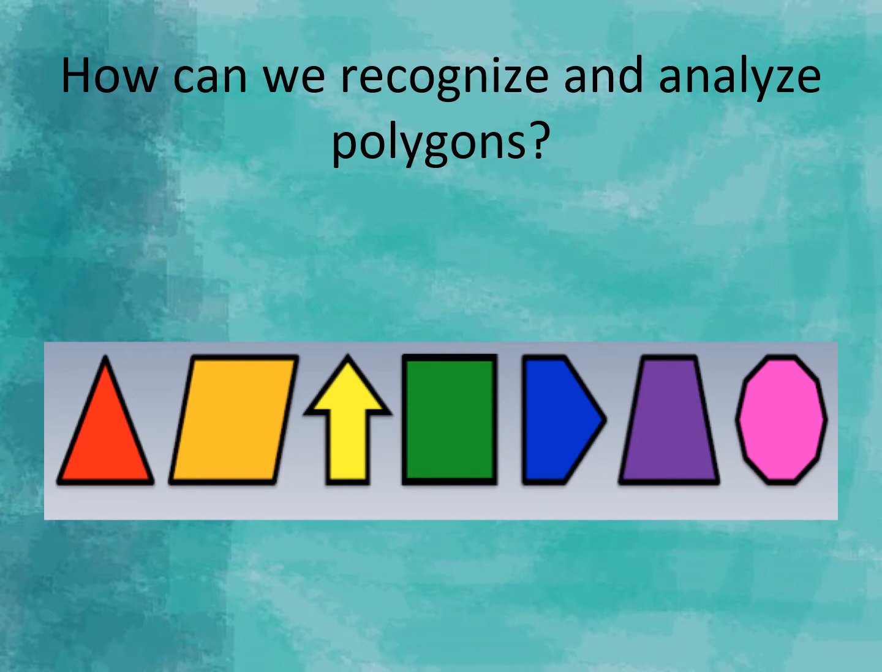So how can we recognize and analyze polygons? Does color have anything to do with naming a polygon? The answer to that question is absolutely not. We don't name a polygon based on its color. We name a polygon on one attribute alone. That's the number of sides and angles.